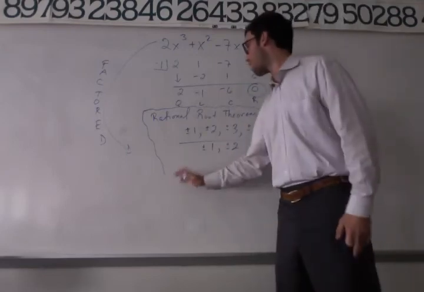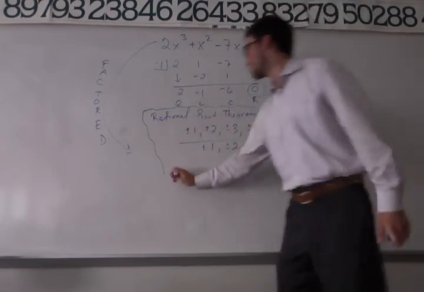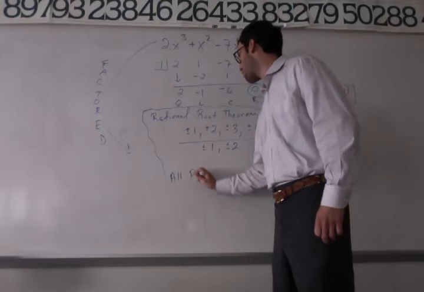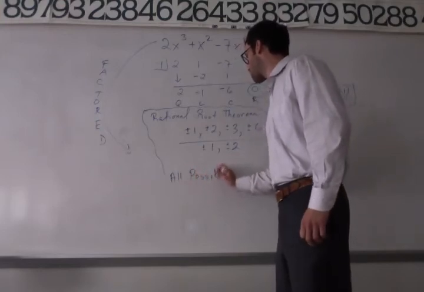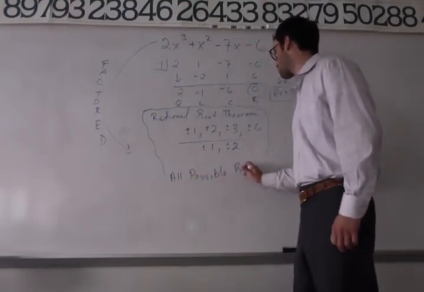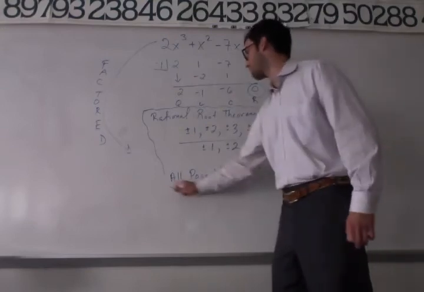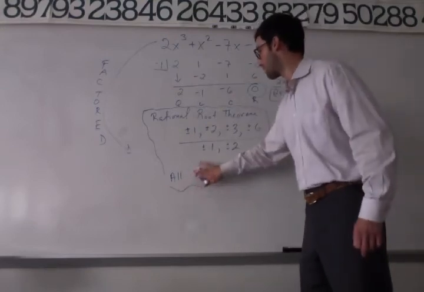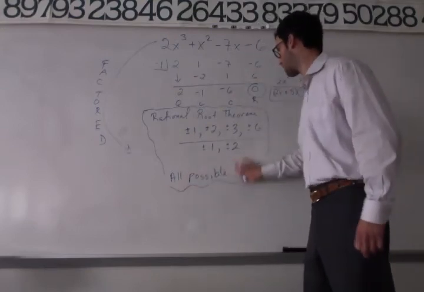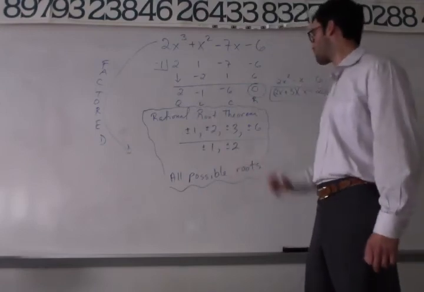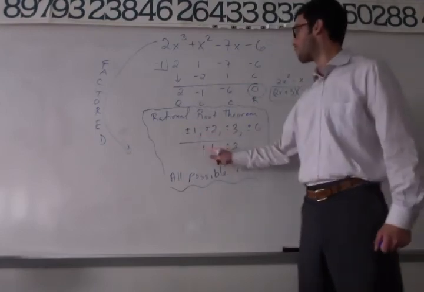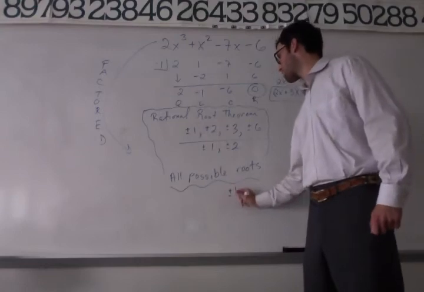Now, all of the possible rational roots. On a test, I will ask you that. List all possible roots. So I do want to do that here. All possible roots. I don't know why I capitalized this. Sorry, it's going to bother me if I don't. All possible roots. 1 over 1, and the plus and minus.